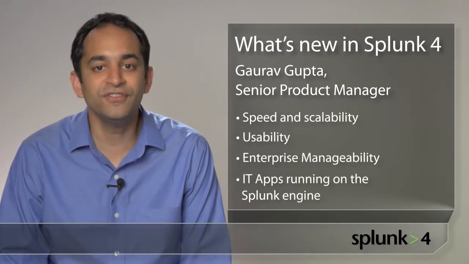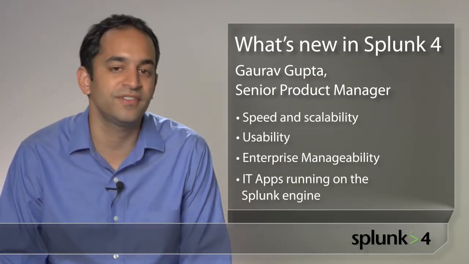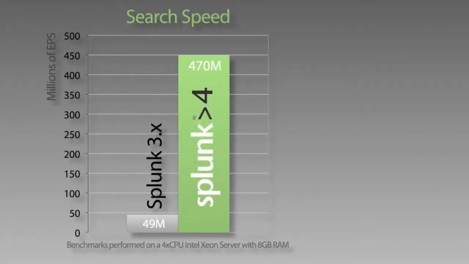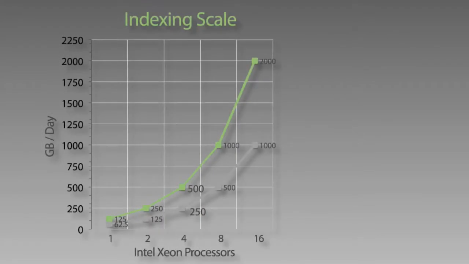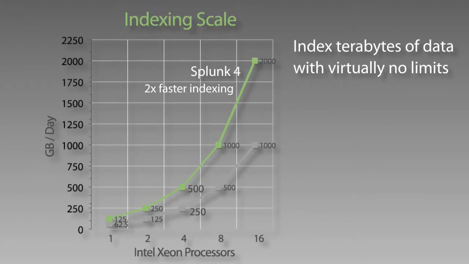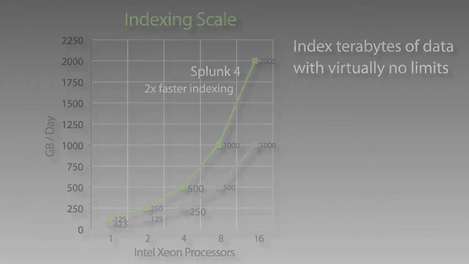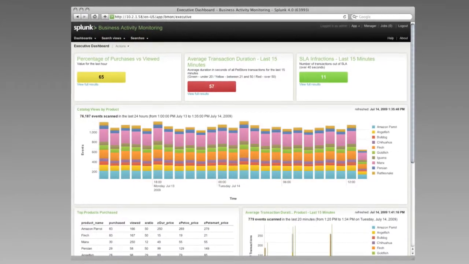Over the last 18 months, we've pretty much re-architected Splunk from the ground up. Version 4 has over 50 new features that are centered around four major themes. The first is performance and scalability. Search is now up to 10 times faster, and indexing is over twice as fast. You can now search and report over millions or even billions of events, index terabytes of data a day with virtually no limits.